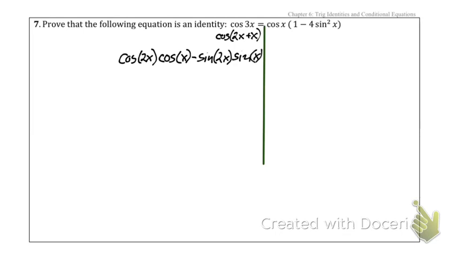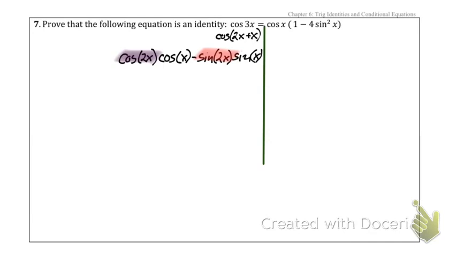So now, the only two I need to rewrite are sine of 2x and cosine of 2x. Well, sine of 2x is pretty easy, because the only way to rewrite that double angle is 2 times sine x cosine x. So I got that down. The only one I have to think about is cosine 2x.